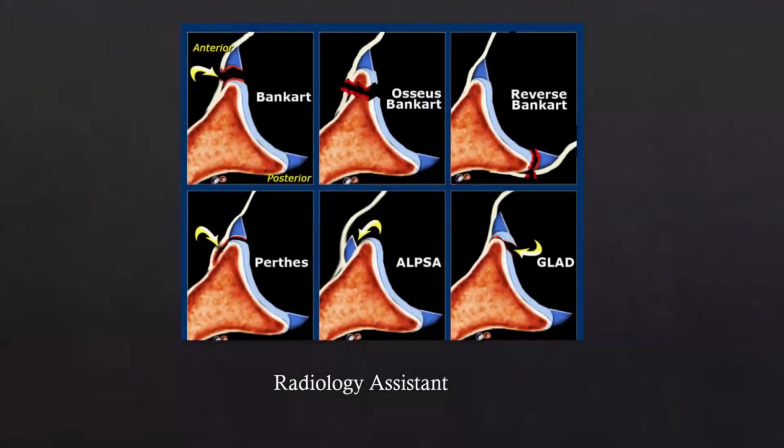We have many types that explain anterior shoulder dislocation. Bankart lesion means an interruption of the labrum and the periosteum at the same place. Osseous Bankart is an interruption at the level of the osseous attachment. Reverse Bankart is for posterior shoulder dislocation. Another type is interruption of the labrum but with intact periosteum. Those three types, with the ALPSA and the GLAD, have intact periosteum.